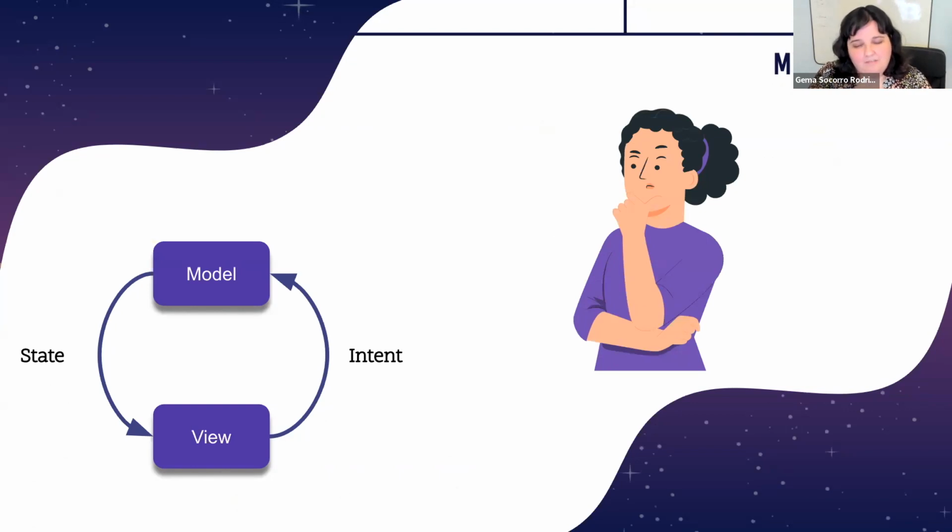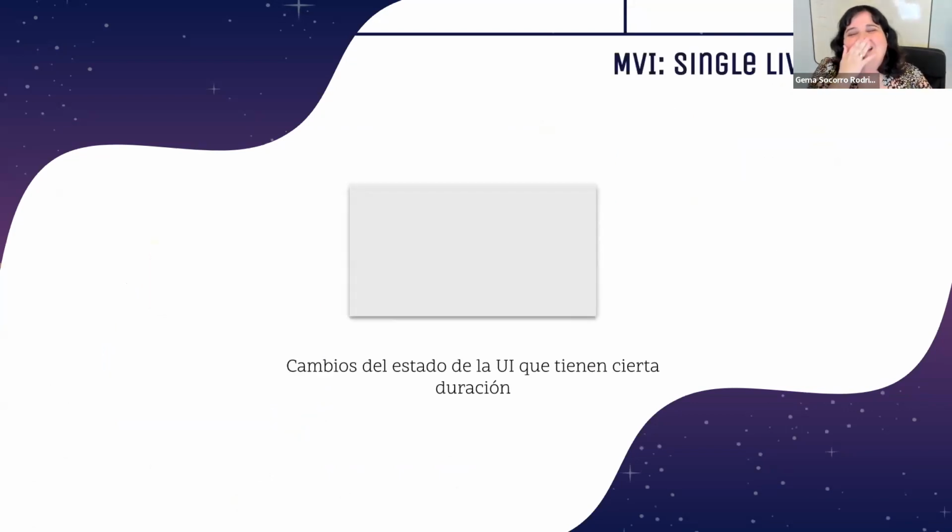And cons, it also has cons, of course. There's nothing perfect. Here we have something that is called the single live event, which, sorry, this is in Spanish, but it means changes from the UI state that have a certain duration. For example, a toast. Imagine that you have an emission of your view state saying that the view has to show the toast. And then for whatever reason, you have another emission of your state that doesn't change that value. So the toast is going to be sent to be shown again.